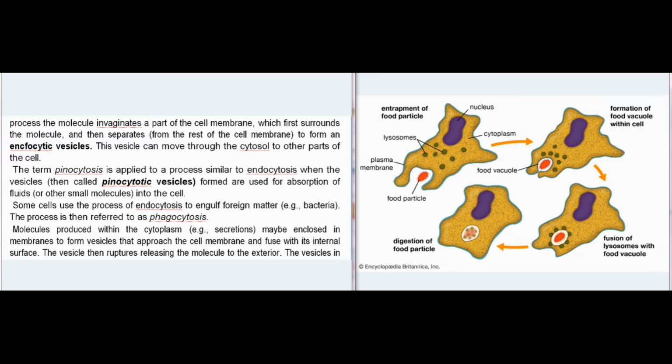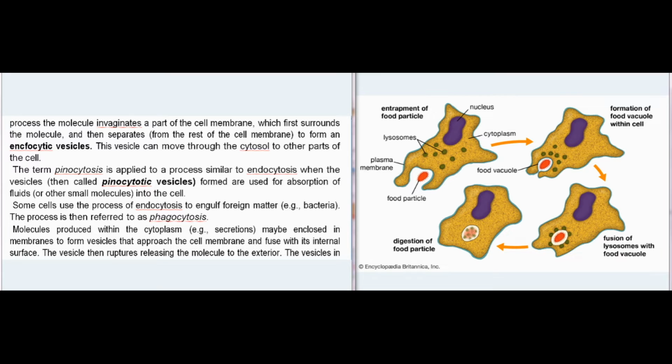This vesicle can move through the cytosol to other parts of the cell. The term pinocytosis is applied to a process similar to endocytosis when the vesicles, then called pinocytotic vesicles, formed are used for absorption of fluids, or other small molecules, into the cell. Some cells use the process of endocytosis to engulf foreign matter, for example bacteria. The process is then referred to as phagocytosis.